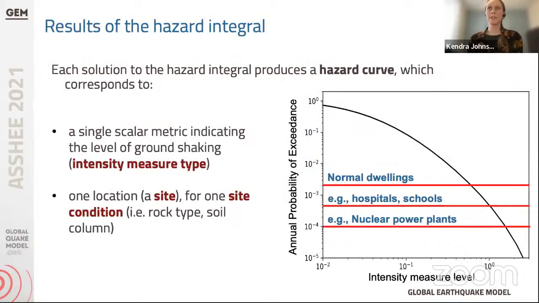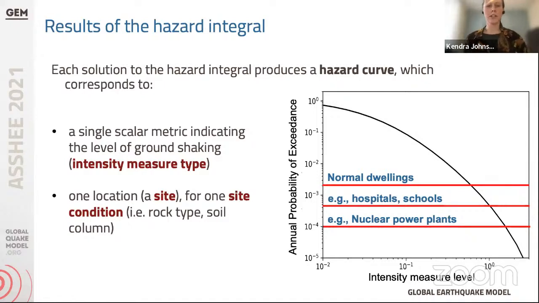So the output of the hazard integral is a single hazard curve, and that hazard curve corresponds to one scalar metric, which indicates the level of ground shaking. And so we call these intensity measure types or scalar metrics. And there are a range of these that we'll go into a little bit more once we talk about the ground motion component of PSHA. And each hazard curve also corresponds only to a single location and assumes a single site condition.